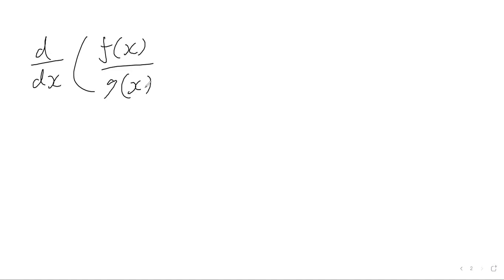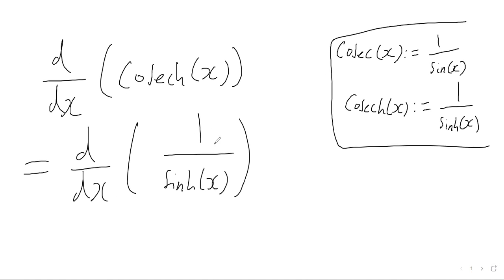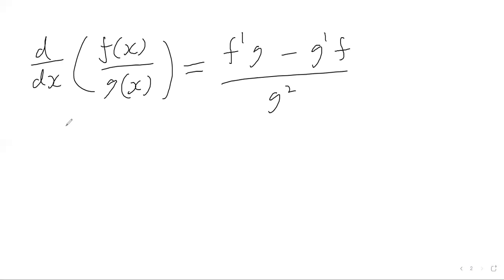So if we go to a new page, we've got two functions divided by each other. So that's going to be the quotient rule. When you use the quotient rule, you use this formula. The derivative of the quotient of two functions is the derivative of f times g, take away the derivative of g times f, all divided by the g function squared. So if we go back to the fraction we've got here, our f function is going to be this number 1, and our g is going to be this hyperbolic sine. So f is 1, g is hyperbolic sine of x.